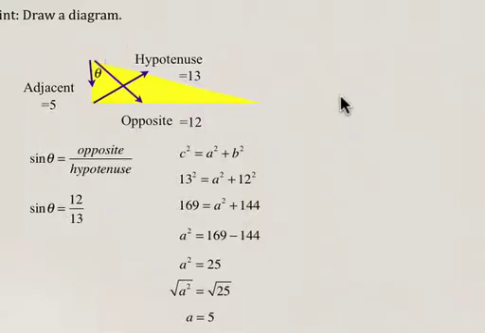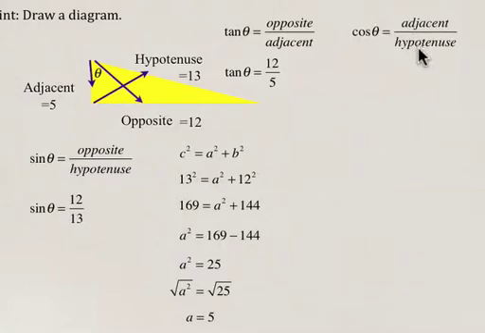So now what we're going to do is write our tan ratio. And remember from SOHCAHTOA, tan is opposite over adjacent. So tan theta is going to be 12, which is our opposite side from angle theta, over our adjacent side, which is 5. So our opposite is 12, adjacent is 5. So the trig ratio for angle theta is 12 over 5.